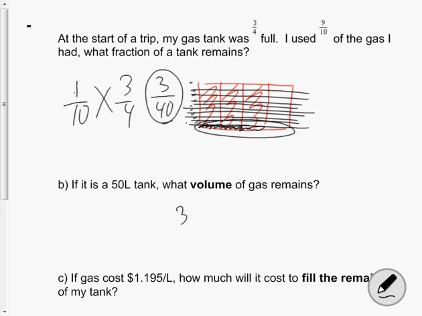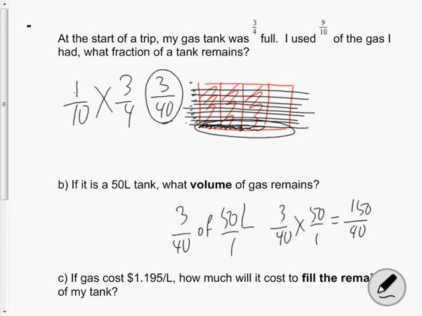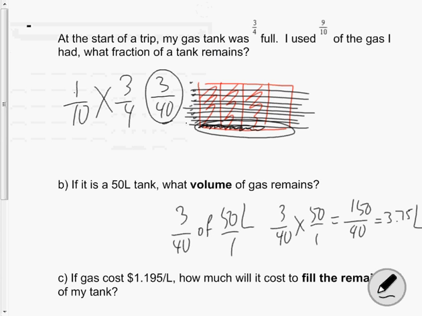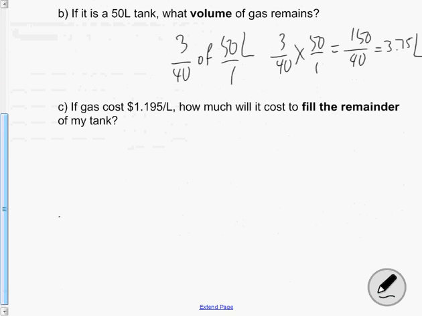If it's a 50-liter tank, how much of the gas remains? So I have 3/40 of a 50-liter tank, which will be... oh, hold on, that's not right. So if I work this out as a multiplication, 3 over 40 of the 50-liter tank, I get 150 over 40. If I take my calculator and go 150 divided by 40, that tells me I have 3.75 liters of gasoline left in the tank.